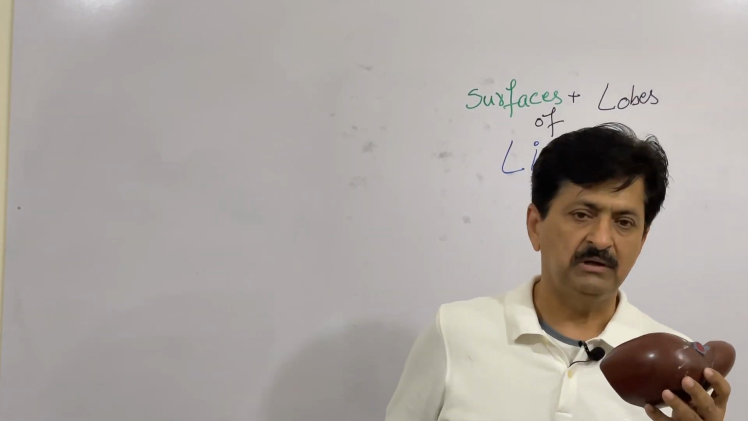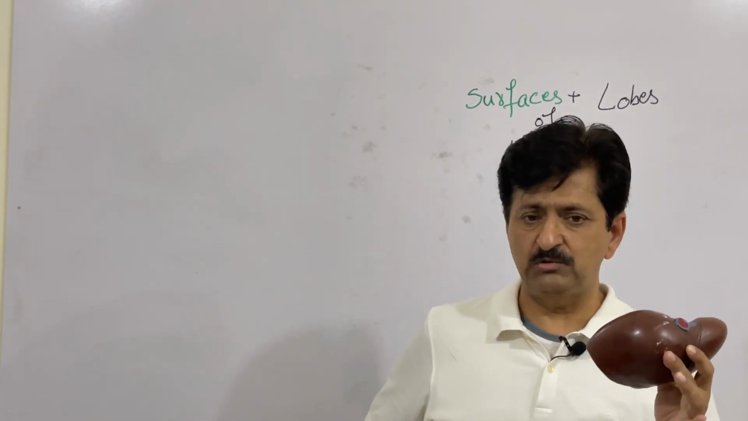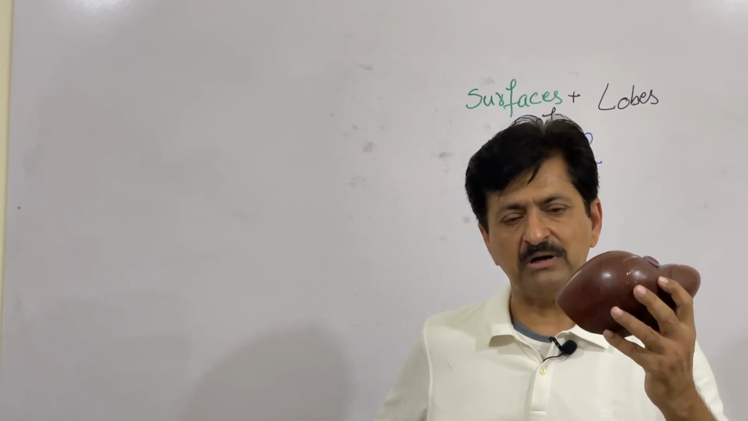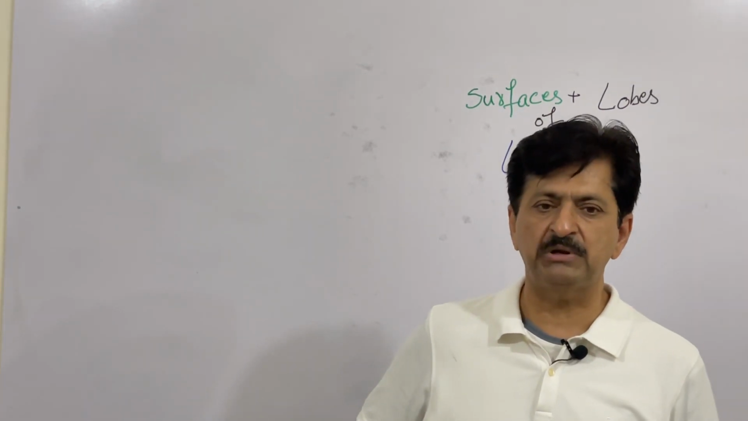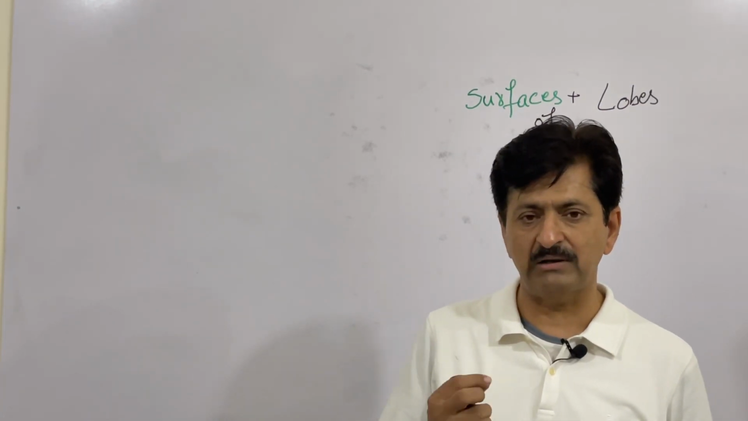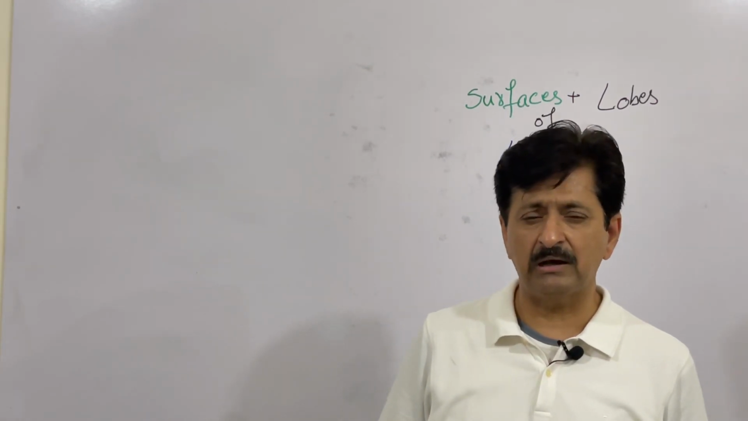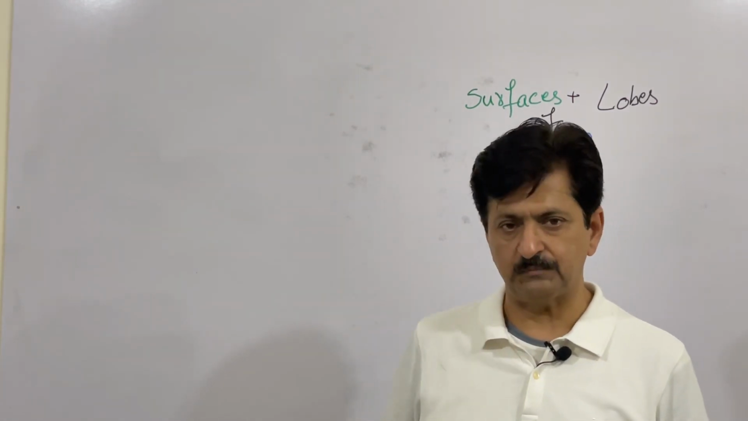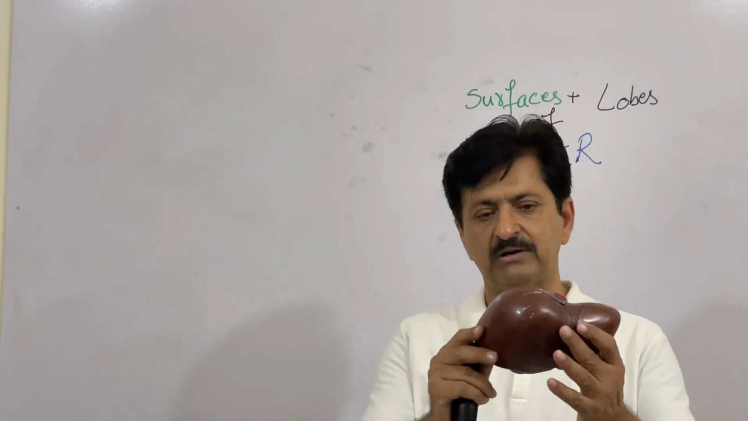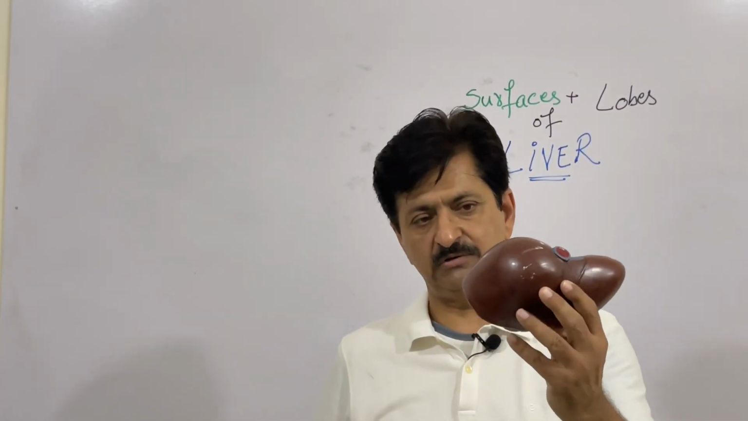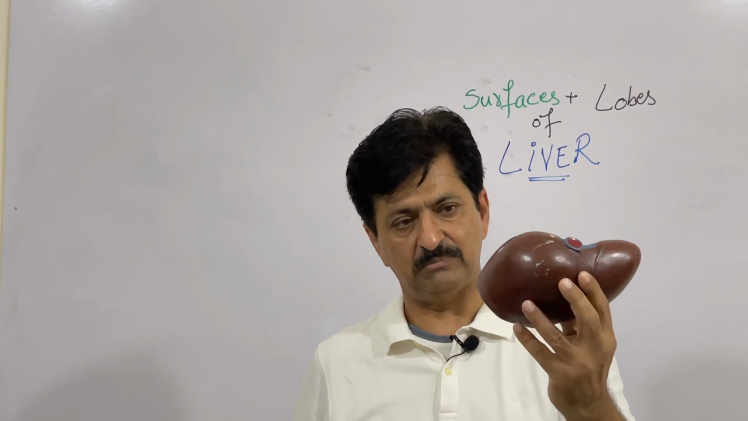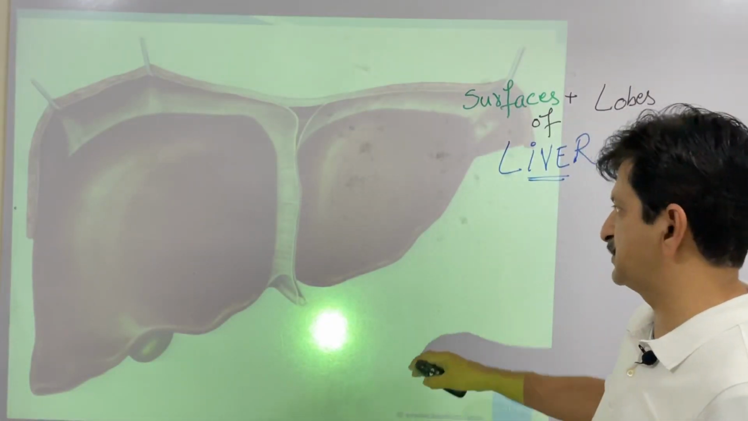Number one, the liver is purely an abdominal organ, but in the palpation of the abdomen you can't feel a normal sized liver. Another is that it is one of the largest lymph producing organs also. Now if you look at this liver in this diagram, or in this model, or in this picture also.